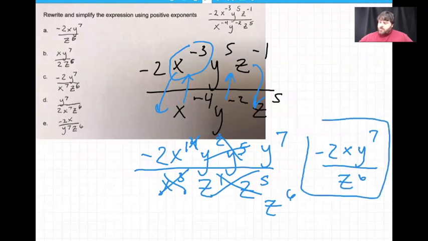Notice how I don't move the -2 down? That's -2 to the 1st power. I don't want to mess with that. That's a positive exponent. I leave that where it is, okay? So if I'm looking at all my answer choices, it looks like choice A is correct. Okay.